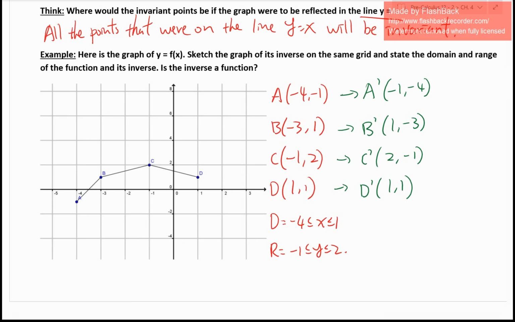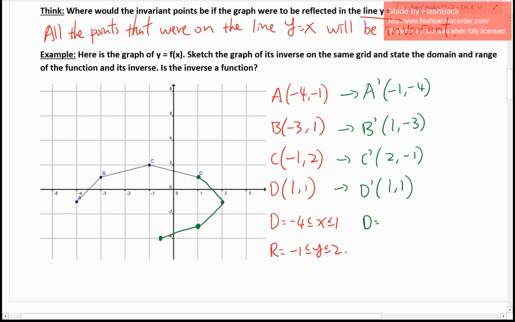Let's see, -1 and -4 is right here. 1, -3 is here. I'm going to join them right away so I don't get confused. 2, -1 is here. And then 1, 1 is right here. So there is our inverse graph.